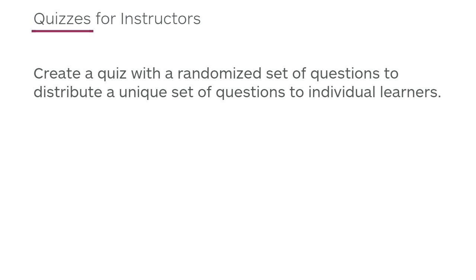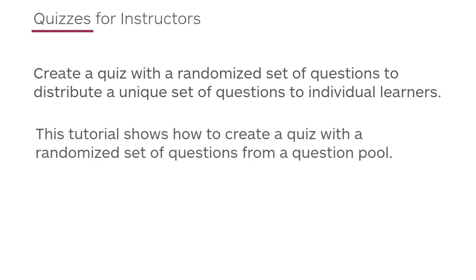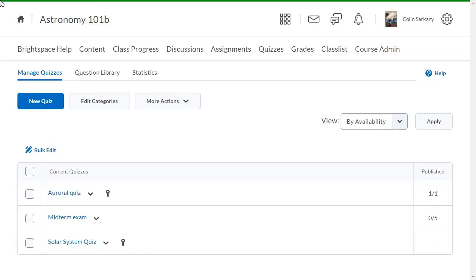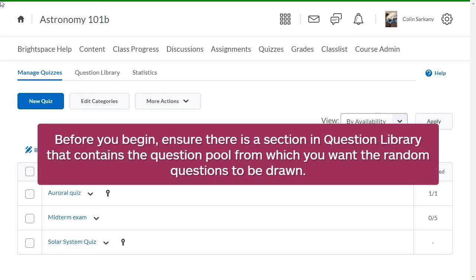Create a quiz with a randomized set of questions to distribute a unique set of questions to individual learners. This tutorial shows how to create a quiz with a randomized set of questions from a question pool. Before you begin, ensure there is a section in Question Library that contains the question pool from which you want the random questions to be drawn.